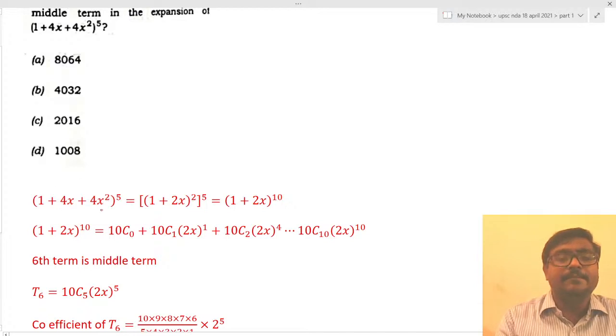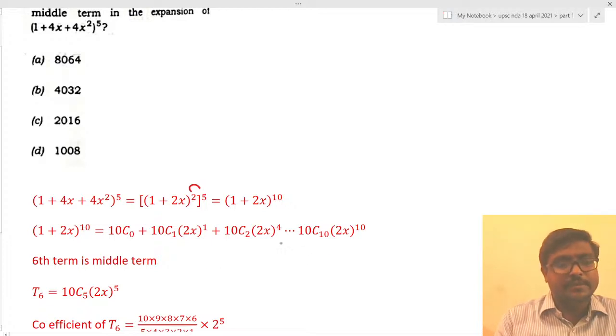For that, I am just applying the formula a square plus 2ab plus b square. So it is 2x whole square, and this 1 square. So it becomes (1 plus 2x) whole square. The whole power 5 is outside. So power and power, when I multiply, I will get (1 plus 2x) whole power 10. Now, in this (1 plus x) whole power n, the general formula I am writing: nC0, nC1 x power 1, nC2 x square, nC3 x cube, nC4 x power 4.